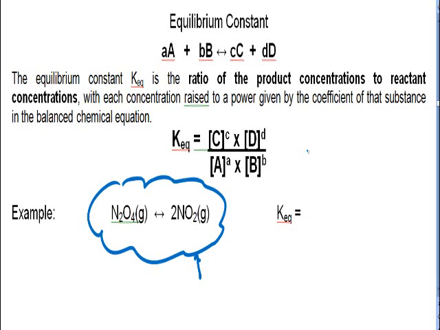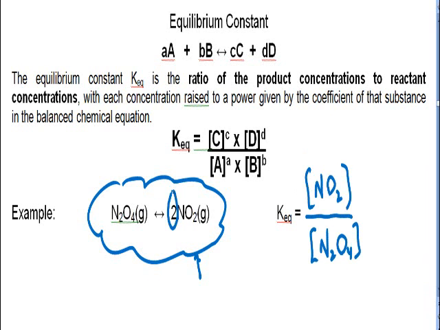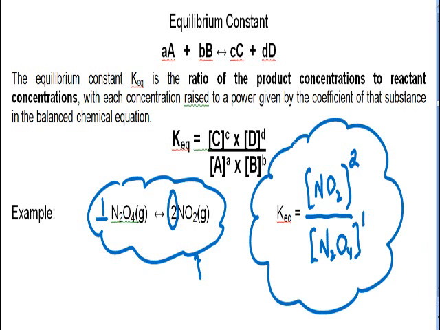In our sample reaction, the product is NO2, so we have NO2 inside a bracket divided by the concentration of the reactant N2O4. Because the NO2 has a 2 in our balanced equation, this gets a 2, or a square, outside the NO2, and there's a 1 in front of the N2O4, so the exponent would be a 1. This would be our equilibrium constant expression for this particular equilibrium reaction.